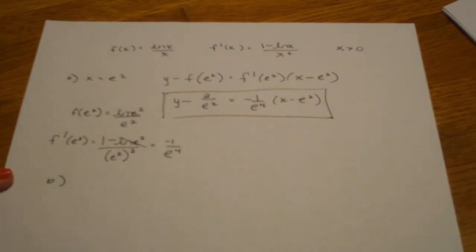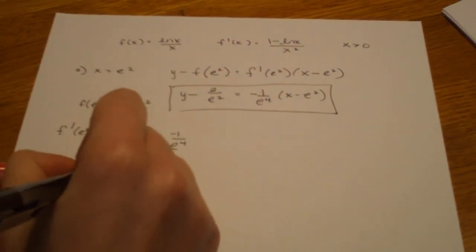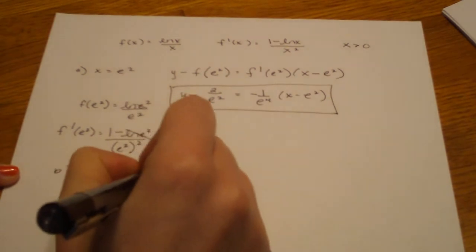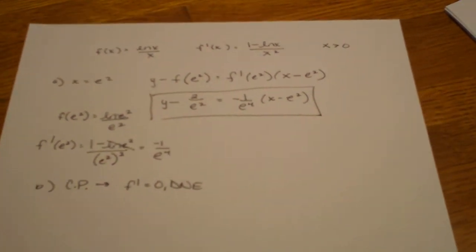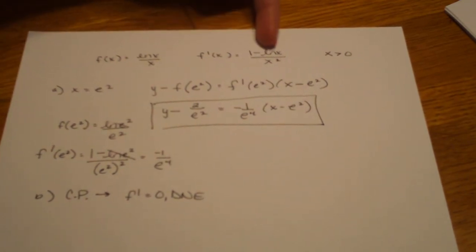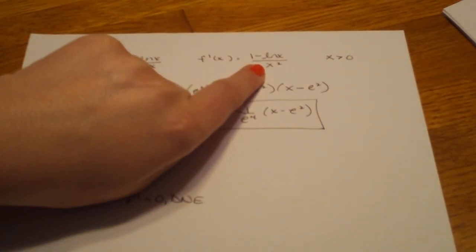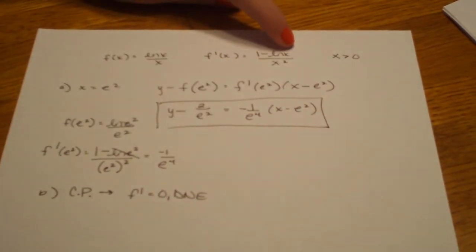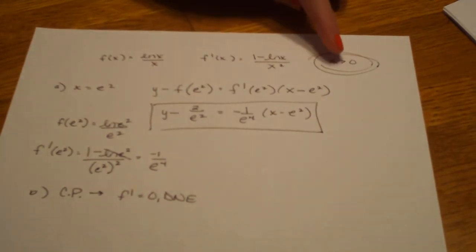Find the x-coordinate of the critical point, determine whether it's a min, max, or neither, and justify. So a critical point means f prime is 0 or DNE. However, in this case, f prime is going to be DNE when x is 0, because that will turn my denominator into a 0. And of course, I can't put a 0 into an ln, or a negative number. However, that's why they gave me that domain. I know that x is greater than 0.